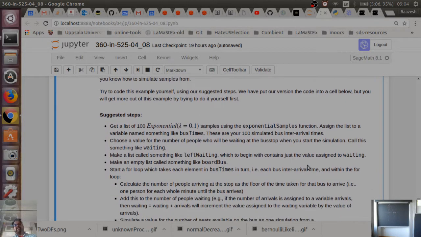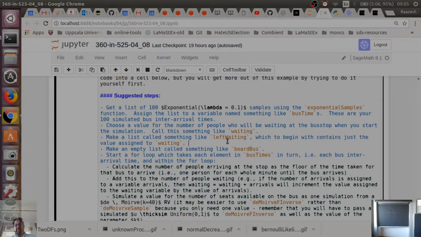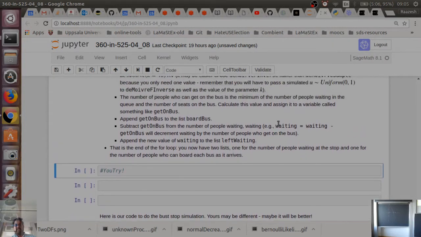So anyway, here are the suggested steps. If you use these names, then it'll be easier for me to confirm and check it out quickly.